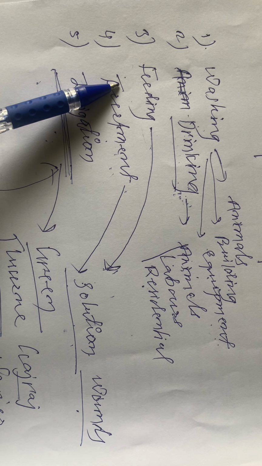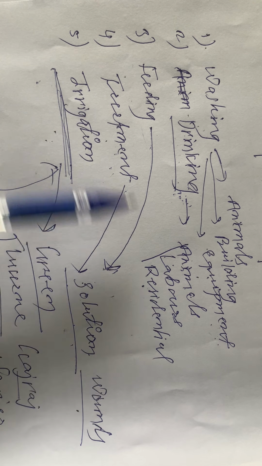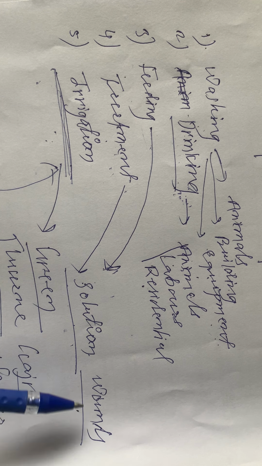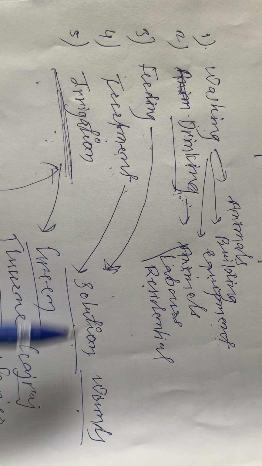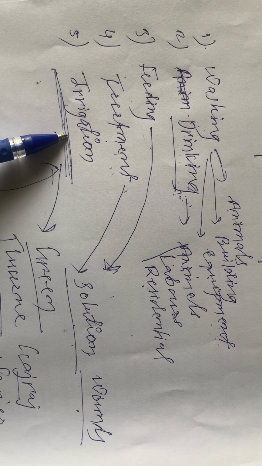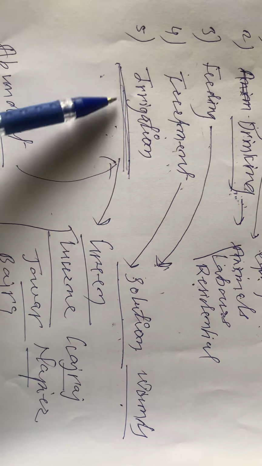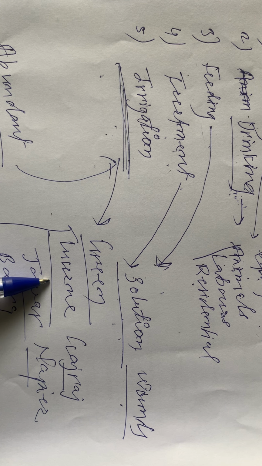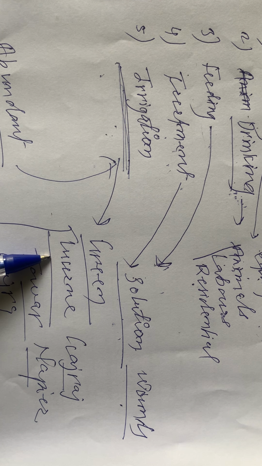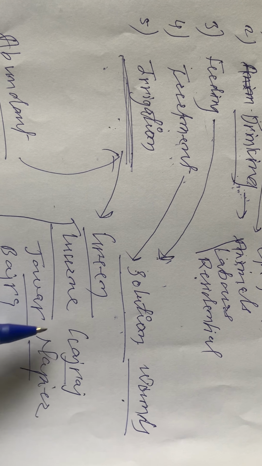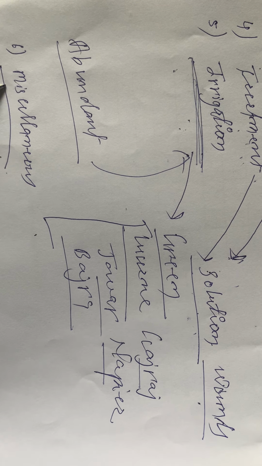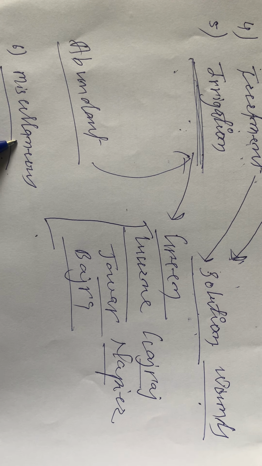Then the third purpose was feeding. It means water is required to prepare the feed materials for the dairy animals, and to prepare various solutions to treat the animals. Then the irrigation purpose: to produce green fodders, water is required, to grow various types of grass such as lucerne, gajraj, napier, and fodders like jowar, bajra, etc. Okay. And for miscellaneous purposes, water is also required.